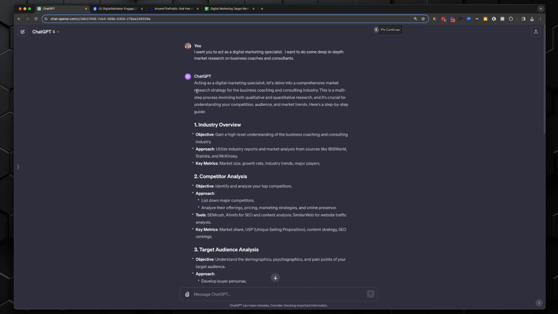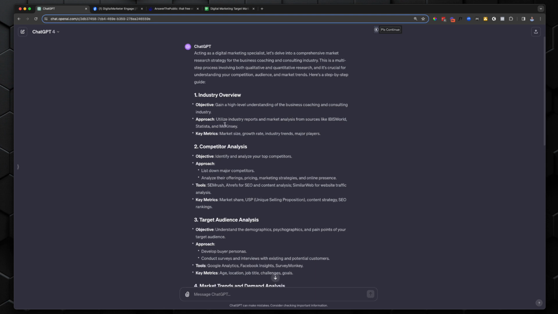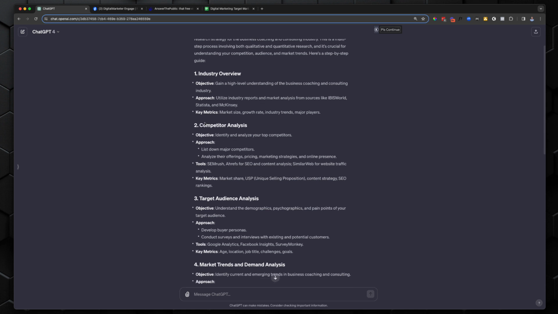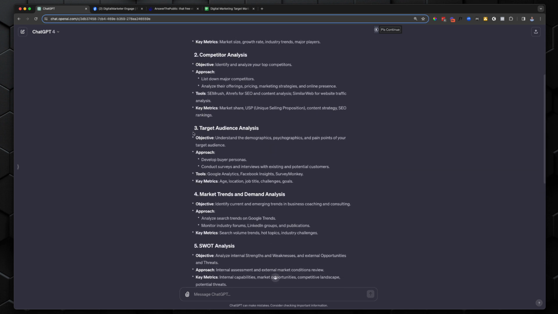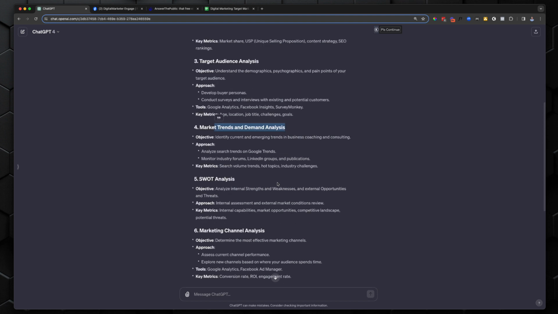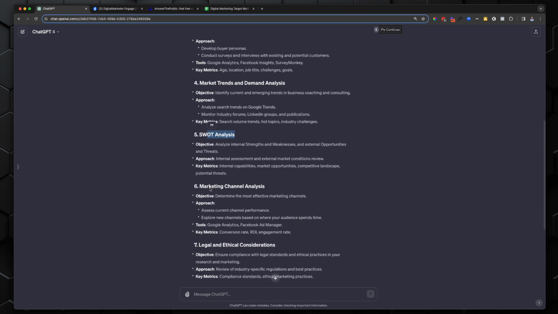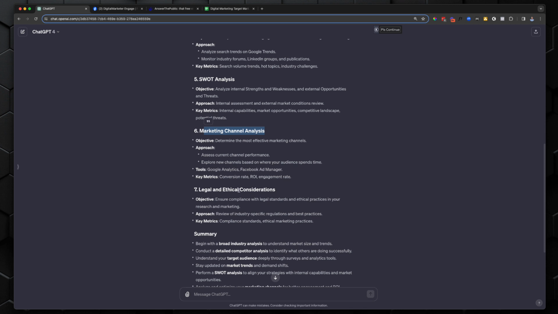So for example, industry overview. These are things that they're recommending. Gain a high level understanding of the business coaching and consulting industry, approach, competitor analysis. These are some of the things they're recommending that we do. Target audience analysis, understand the demographics. These are just broad. Market trends, SWOT analysis. I'm not going to get into that too much. Marketing channels analysis, legal and ethical considerations.